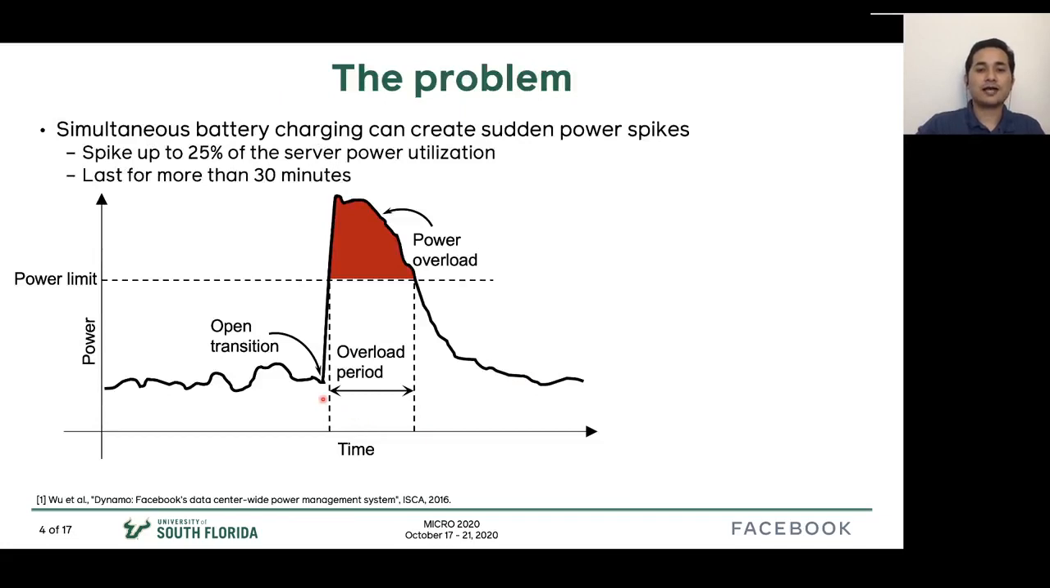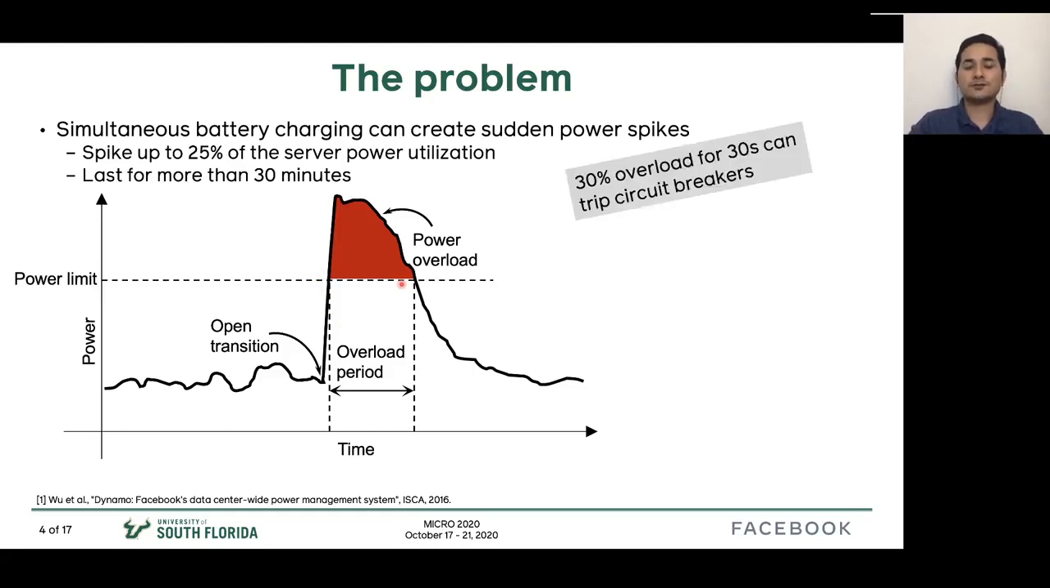The problem is that after an open transition, when the AC input power is back, all the batteries start recharging at the same time, and this can create a sudden spike in the power hierarchy. It can be up to 25% of the server power utilization and can last for over 30 minutes. In case the power spike is greater than the power limit of the circuit breaker, we can have power overloads, and a 30% power overload for more than 30 seconds can trip circuit breakers.